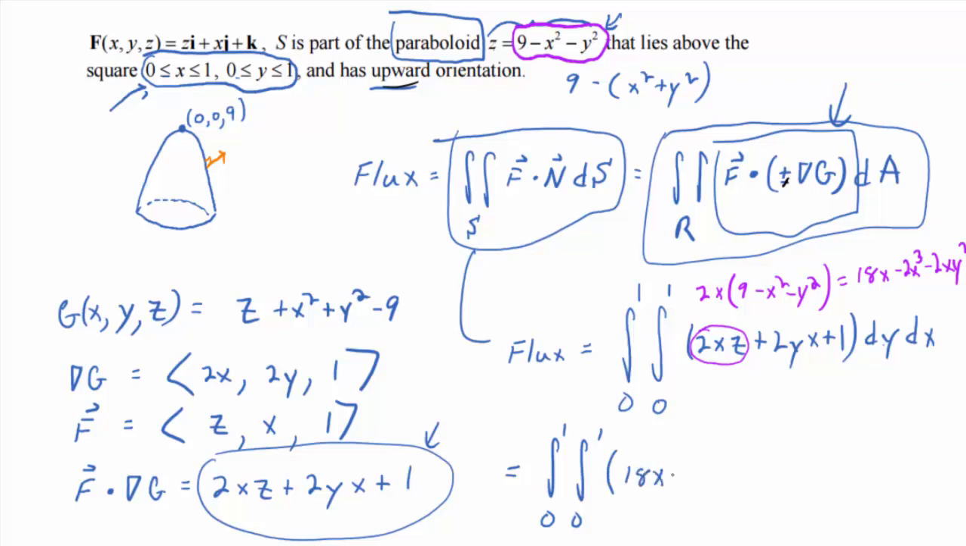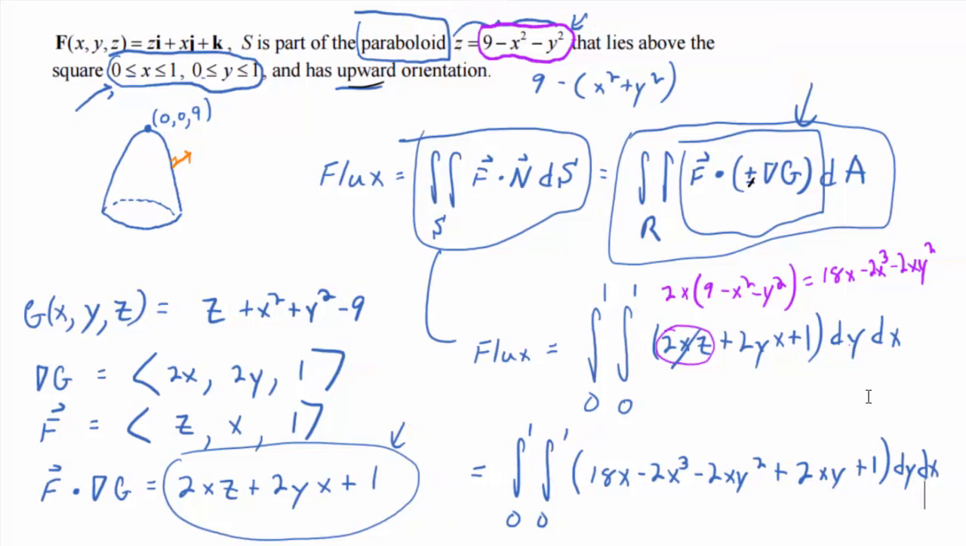18x minus 2x cubed minus 2xy squared plus, oh wait, wrong one. That's what we substituted in for, so cross it out. And then plus 2, can I change it to xy? 2yx? You'll let it slide? Okay. Plus 1, and then dy dx. There we go. Does everybody buy that?